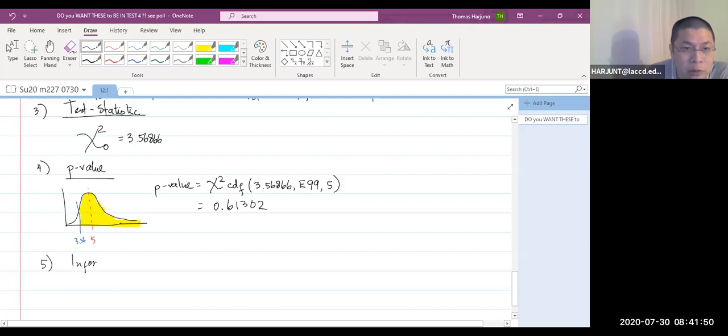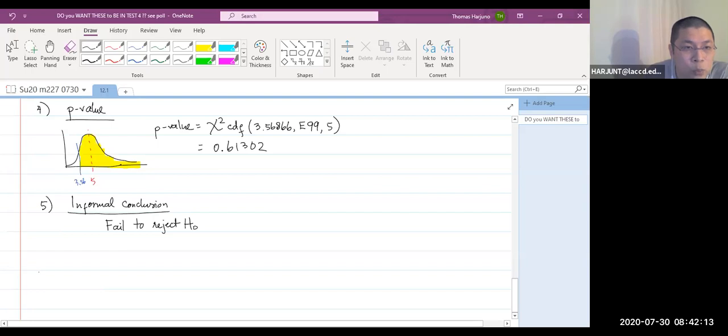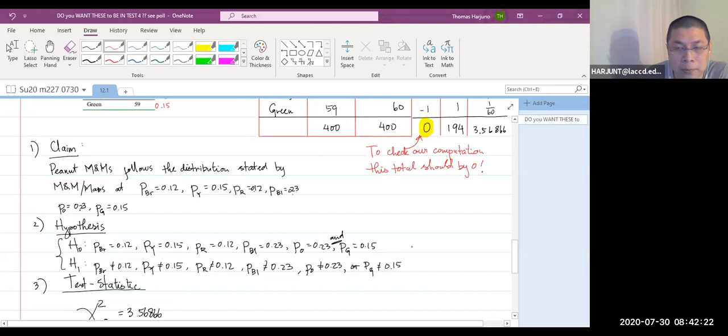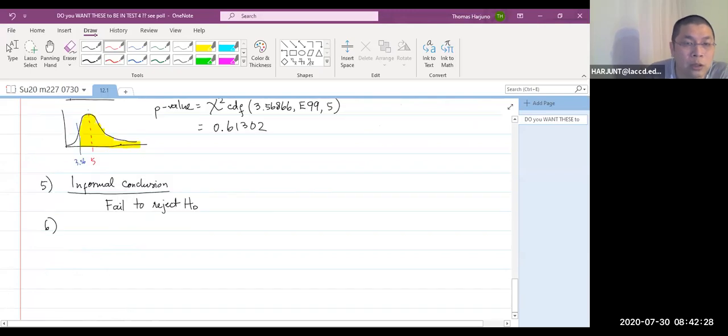Informal conclusion. Fail to reject null hypothesis. Okay, now notice that the claim is with the null hypothesis. This is the claim, right? That's the claim. Okay, so we will reject or not reject the claim. The conclusion.